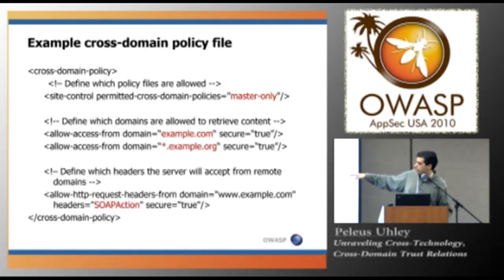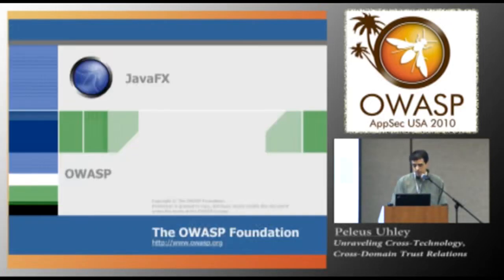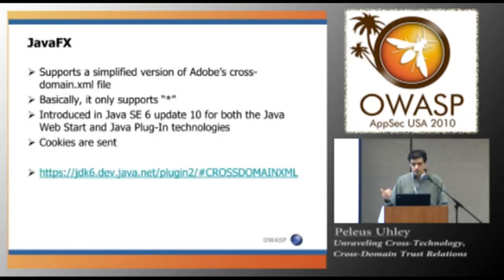Then whether or not you allow content from other domains, and then the bottom section is whether or not you allow headers to come across. So if you allow SOAP action headers, for instance, to be set from the remote domains. So I said with JavaFX, with Java SE 6 update 10, that's where they first introduced the support for cross-domain technologies. Cookies are sent with their model as well, and if you want more information, you can go find it at that URL.